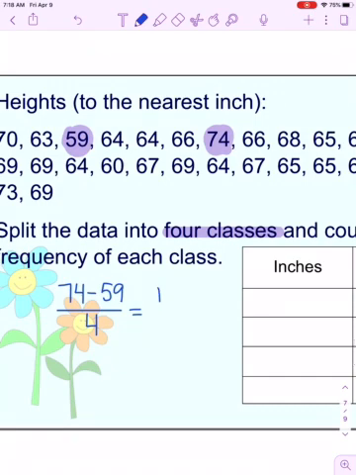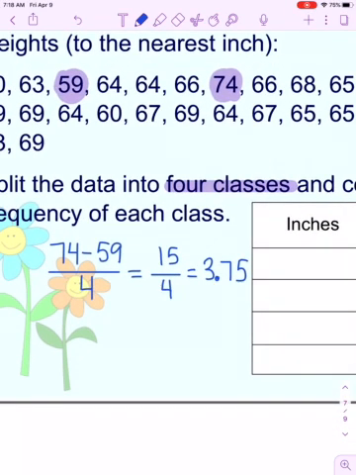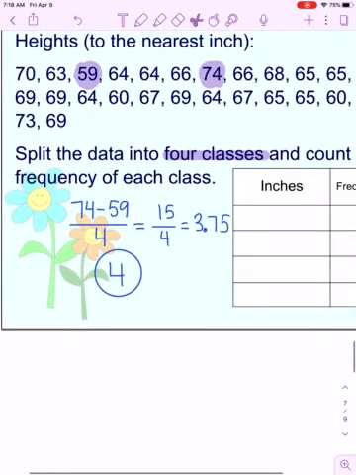So 74 minus 59 is 15. 15 divided by 4 is 3.75. Okay, I just told you to always round up regardless, so we're going to say that is 4. Okay, so maximum minus the minimum divided by the number of classes, always rounded up.